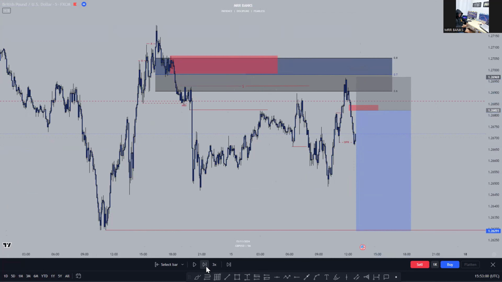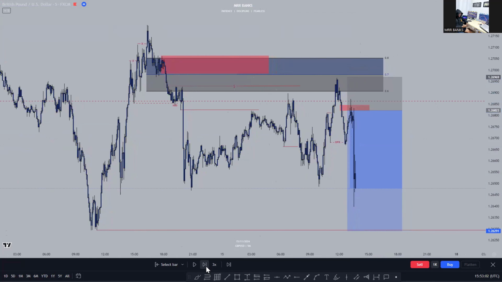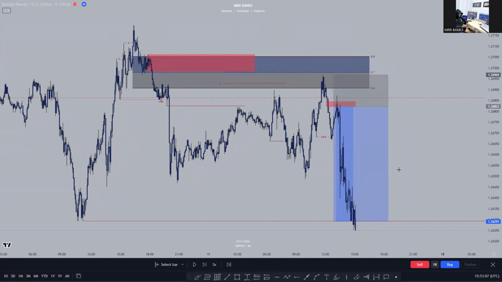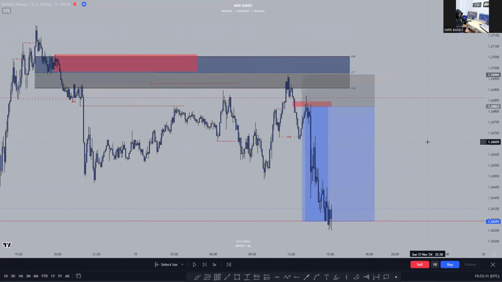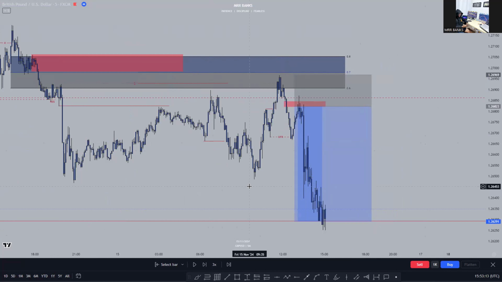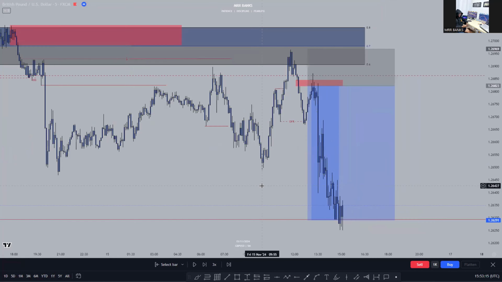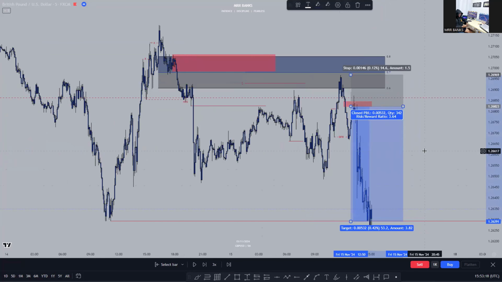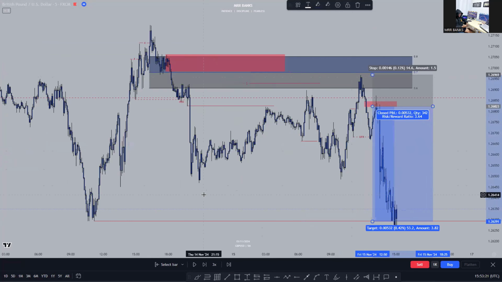We saw price pull back into our level and then drop all the way to the downside, hitting our take profit. So this is basically how our day went, taking two trades, one on EUR/USD, 1:4 risk to reward, and the next trade on GBP/USD, also 1:4 risk to reward, using my daily bias trading strategy.